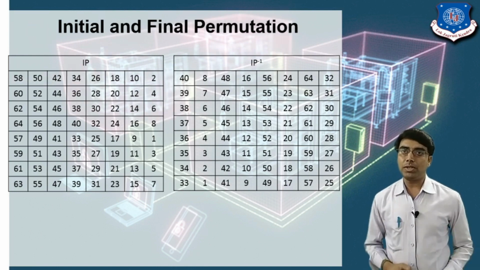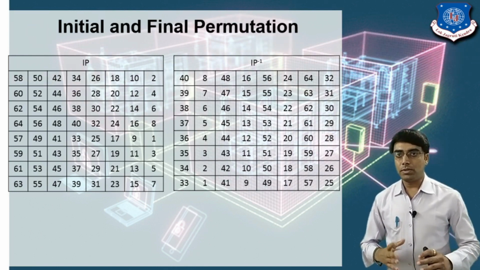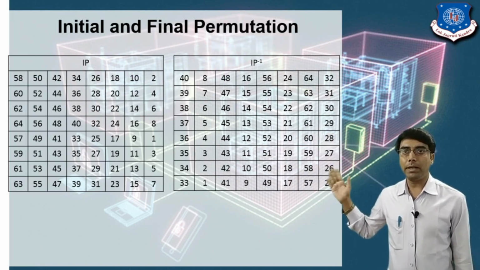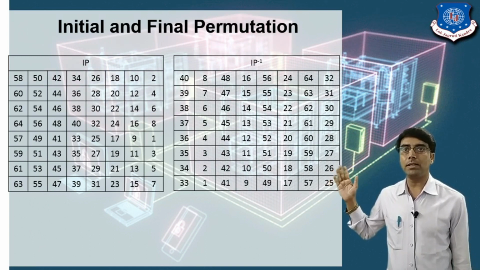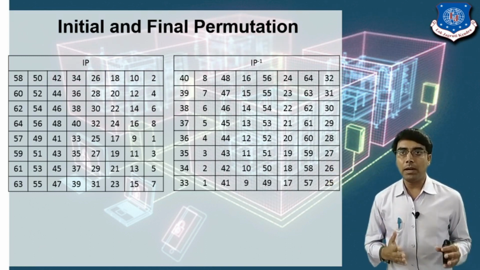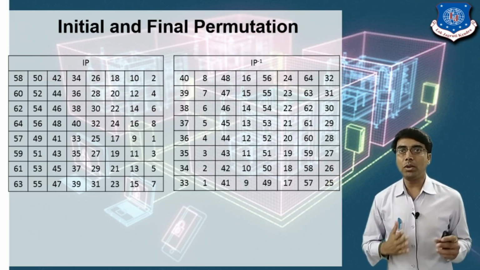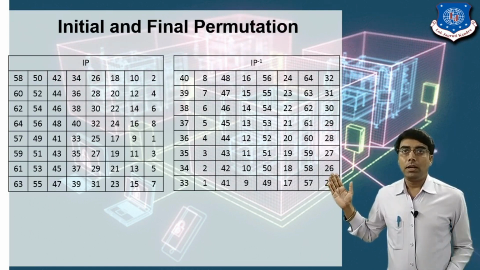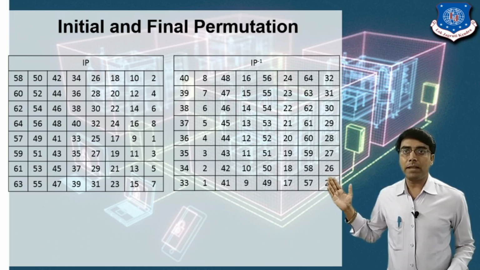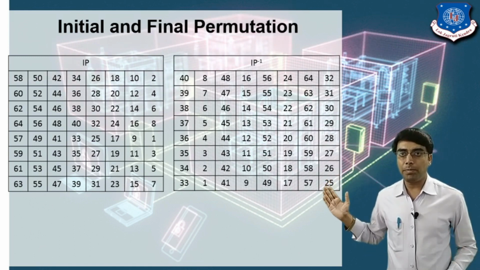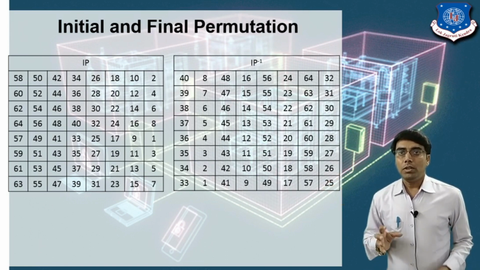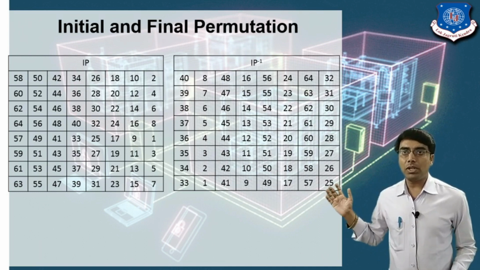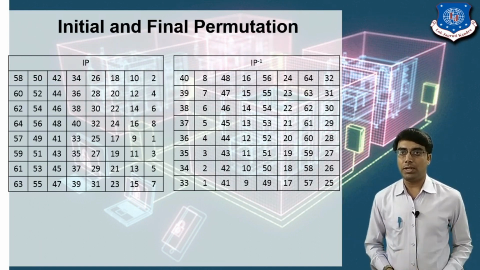In inverse permutation, again we change the order of the bits. It means that the first bit of the original plain text is replaced by the 40th bit of the original plain text. The second position is replaced by the 8th bit of the original plain text, and so on. So this is the initial permutation and the inverse permutation, or the final permutation.